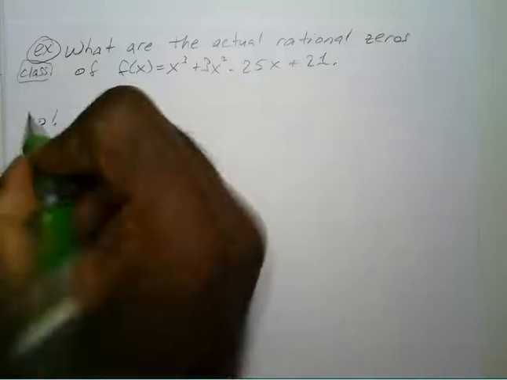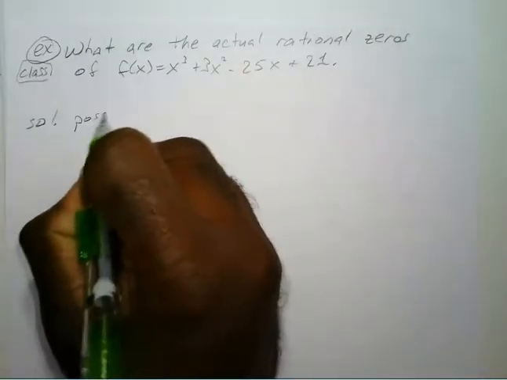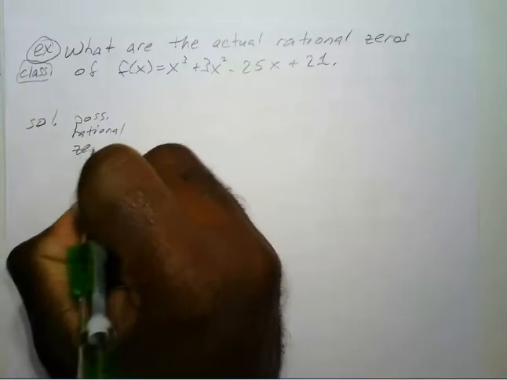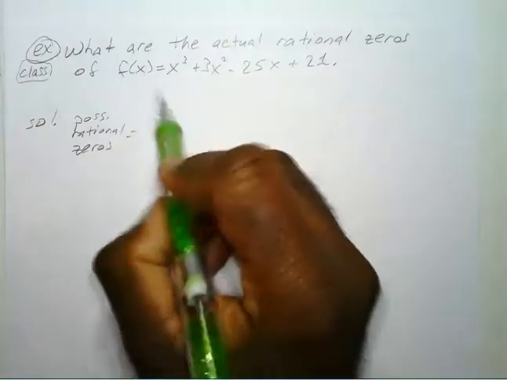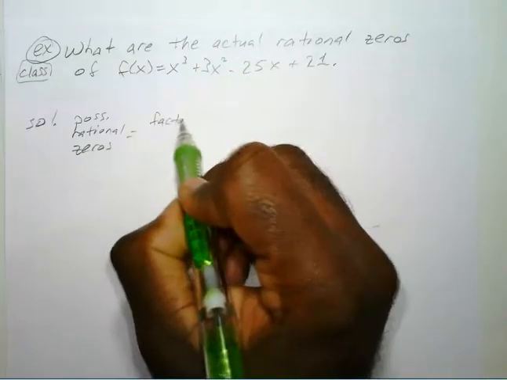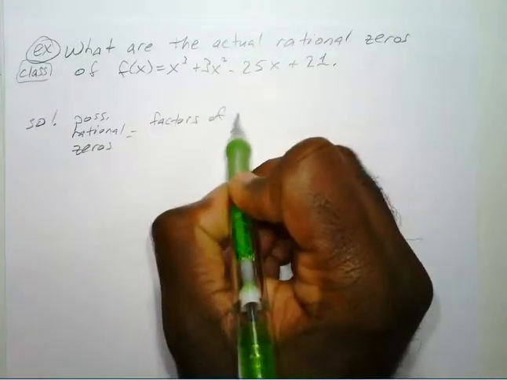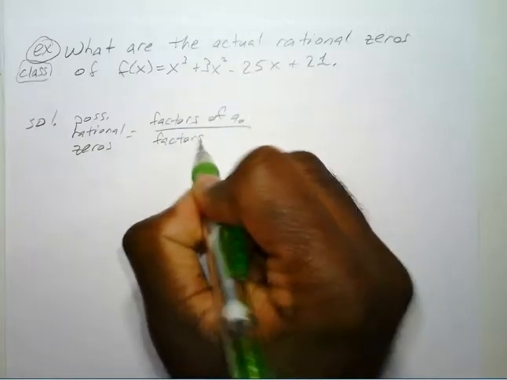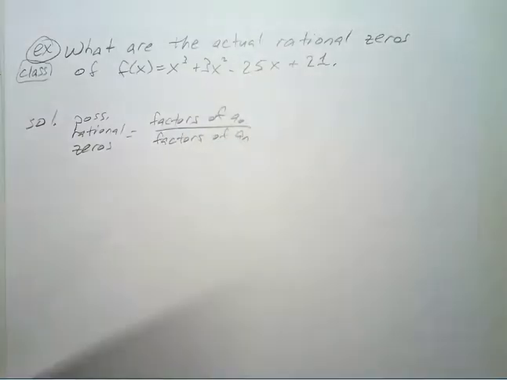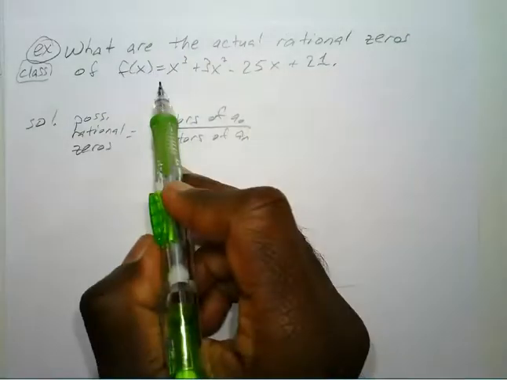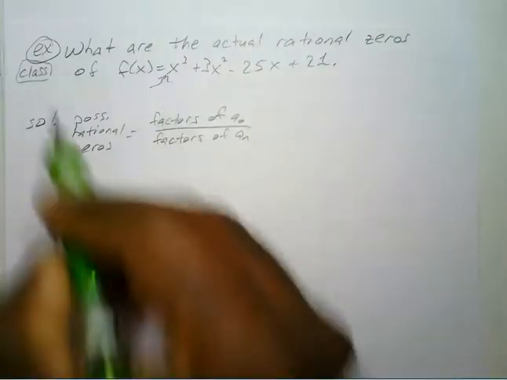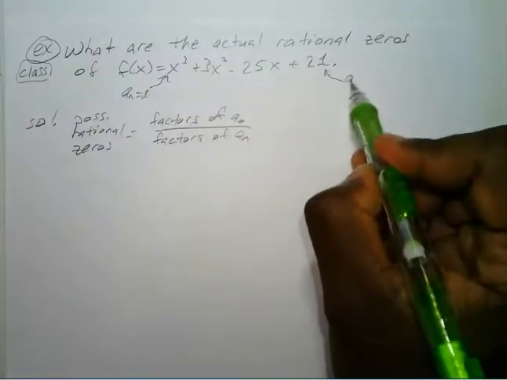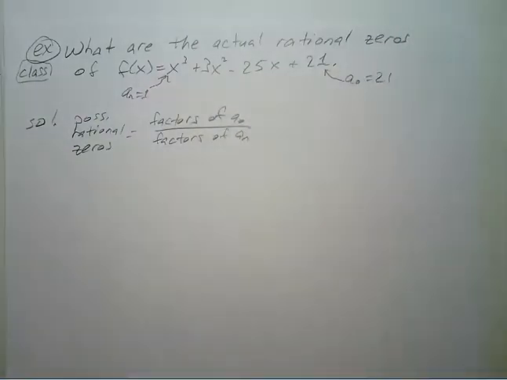Okay. So remember, your possible rational zeros are your factors of a sub 0 divided by your factors of a sub n. Okay, so we know here a sub n is equal to 1 and a sub 0 is equal to 21.